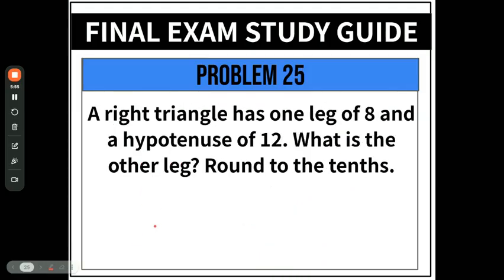Problem 25. A right triangle has one leg of 8 and a hypotenuse of 12. What is the other leg? Round to the tenths. Okay, same thing, except this time we're going to be looking for a leg, and we already know the hypotenuse. So let's draw my handy dandy little picture. Got my right angle, one leg is 8, hypotenuse, longest side is going to be 12, and we're going to be looking for B.